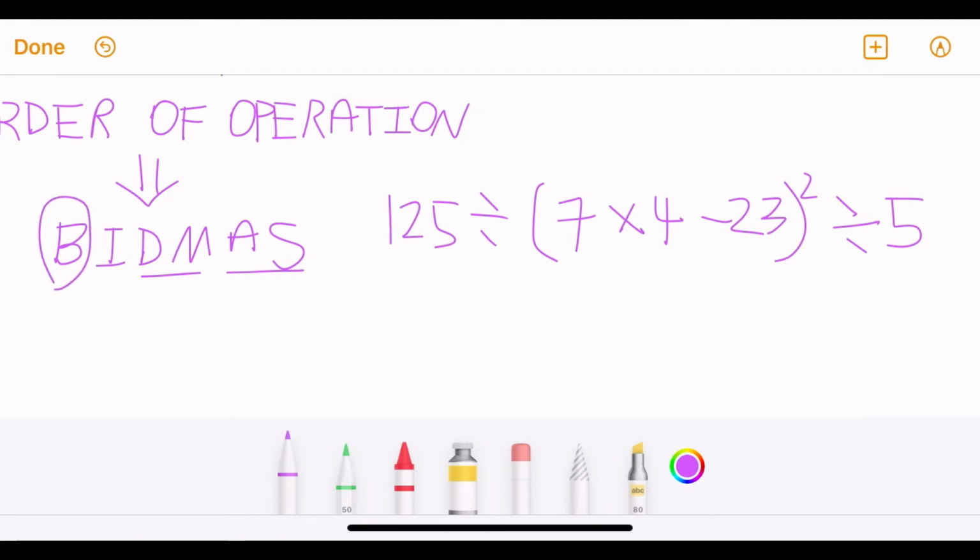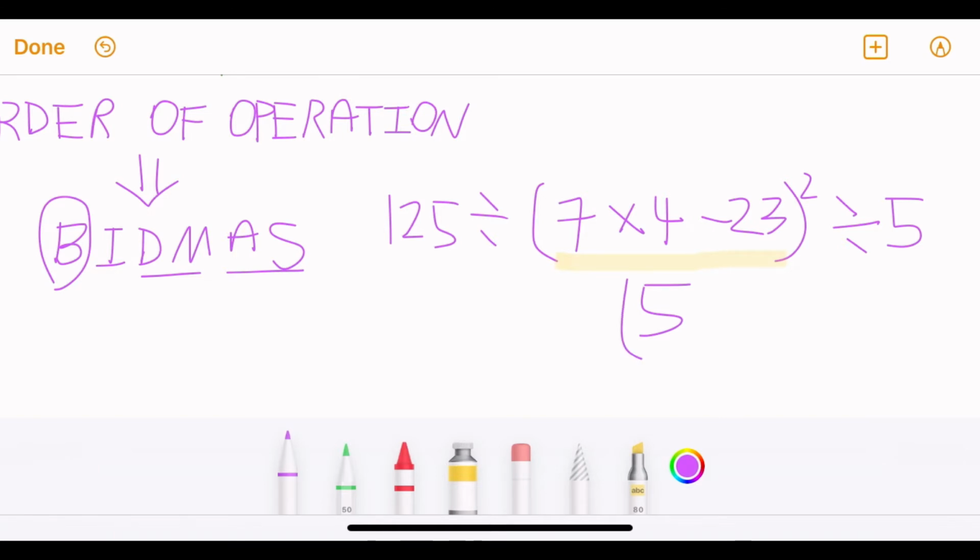And we have a bracket here, so we're going to first simplify the things inside the bracket. And to simplify the things inside the bracket, we need to use BIDMAS again, because we have here multiplication and subtraction. So we're going to do multiplication first before we do the subtraction. 7 multiplied by 4 gives us 28. And 28 minus 23 will give us 5. So the whole thing over here is just 5.